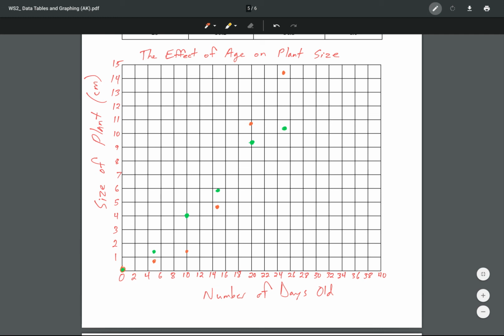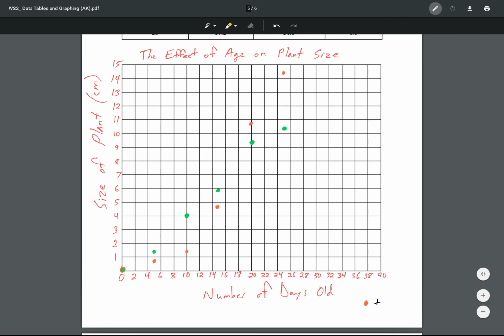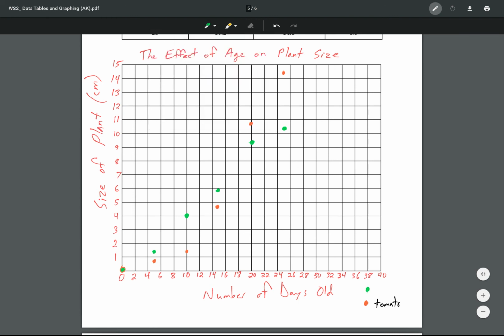So at this point, I have plotted all of the data points for the tomato plant. And now because I have 2 different colored data points on my graph, I want to make sure that I can tell the difference of them. So I'm going to make a key down here in the bottom corner. And so I'll say that any data point that's orange like this belongs to a tomato data point, and then any green point belongs to a pea plant.